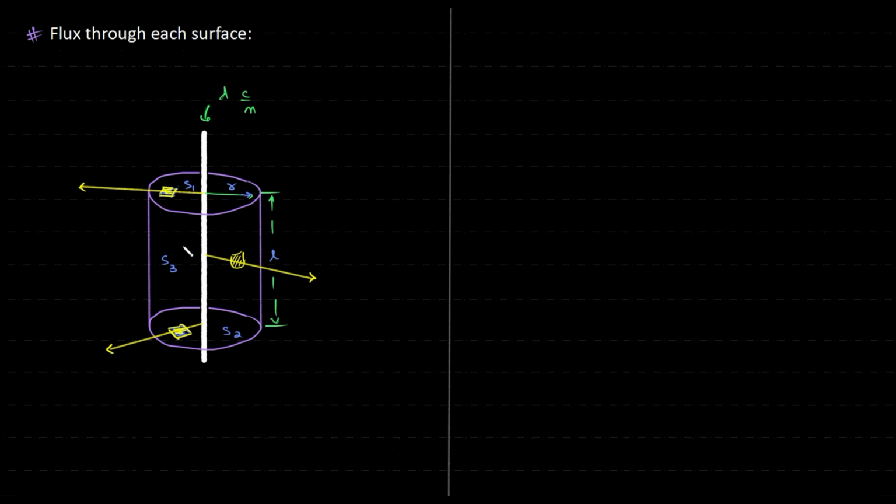Now let's look at the area vector for each. This would be perpendicular to this, this would be perpendicular to this, and this would be parallel to this. So remember, this is your E, E, and E, and this is your dS3, dS1, and dS2. What does dS mean? A small section of the surface.